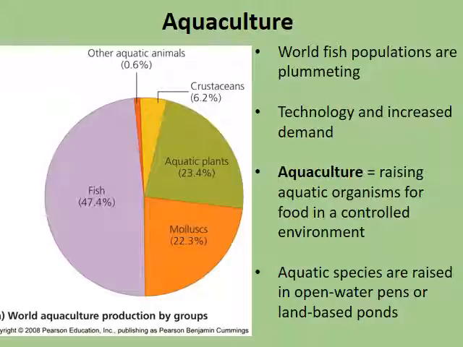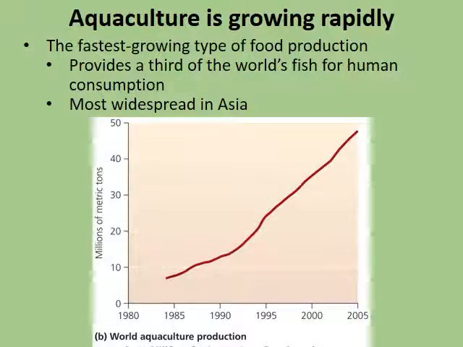Aquaculture is fish farming. The big fish farm species are aquatic plants, mollusks, and fish. You also have crustaceans like shrimp and lobster that are farmed. Our world fish populations are plummeting in our oceans because of the tragedy of the commons and overfishing. So now we're taking these oceanic and river species, putting them in pens, and raising them. Salmon is raised this way a lot. Aquaculture is growing super rapidly.